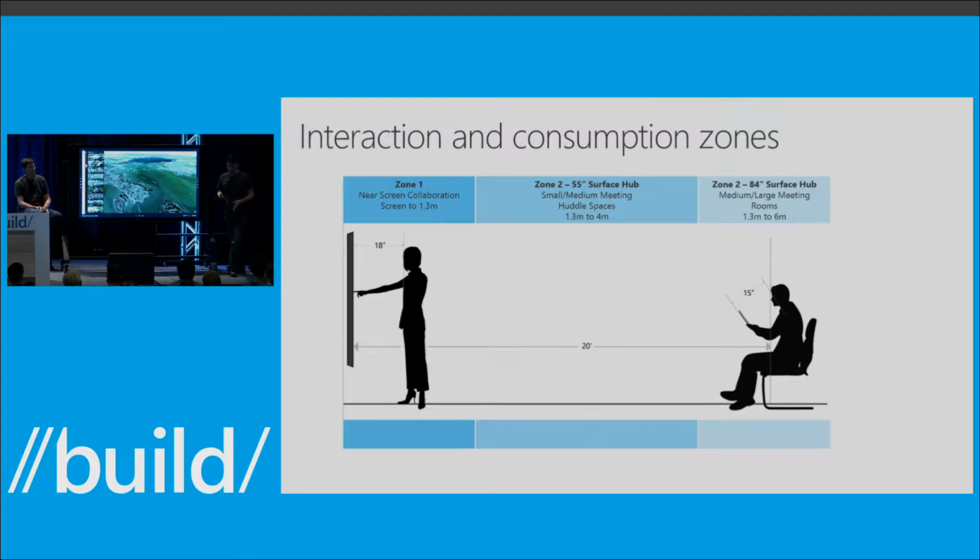With those zones in mind, let me also tell you about the size of the zones. Zone 2 goes more or less up to 4 meters with a 55-inch device and up to 6 meters with an 84-inch device. So of course, a bigger device will give you a bigger zone 2, a bigger engagement zone. Even here in this conference room, I believe people all the way in the back, outside of zone 2, can still see and be part of this presentation. So you can adapt that to your scenario.